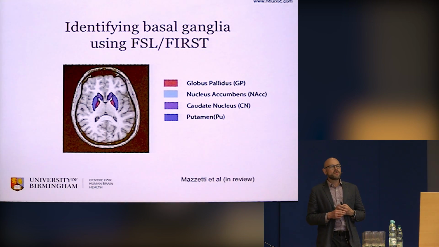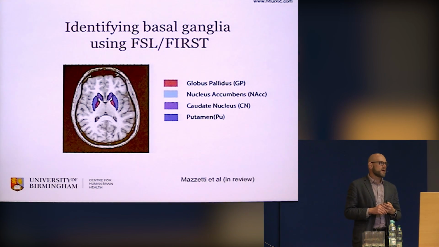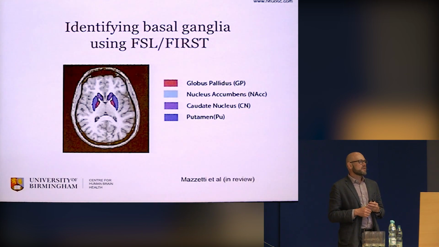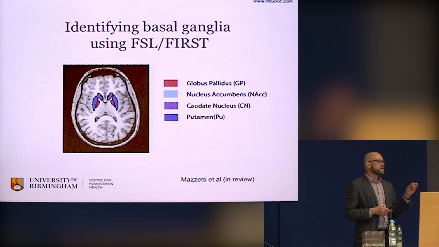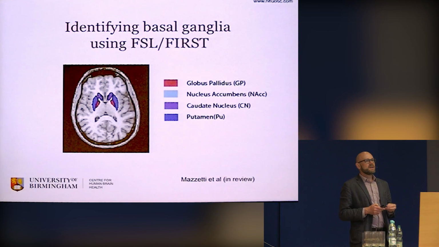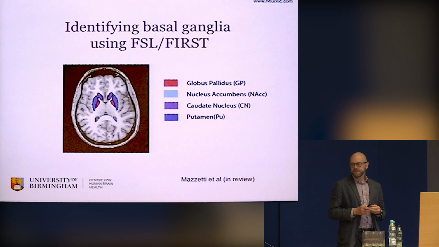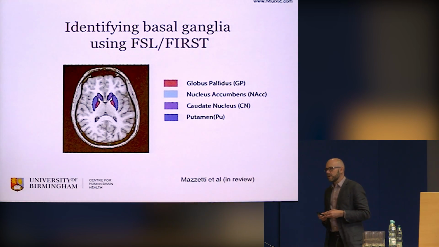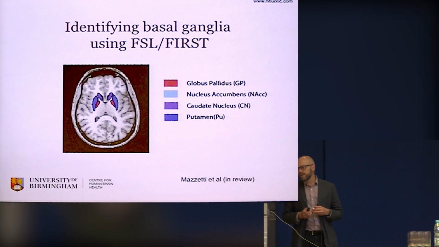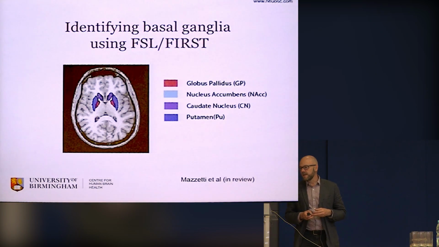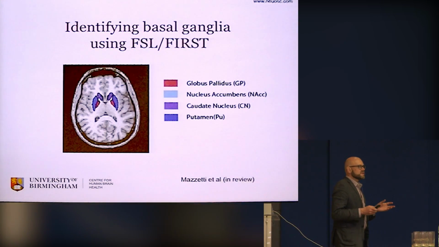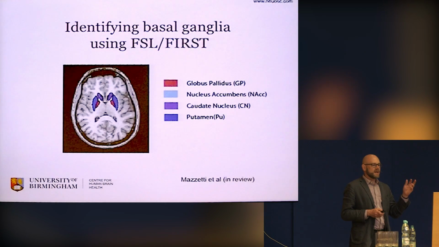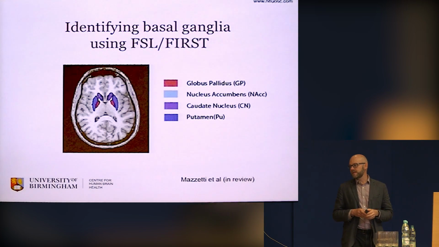To look into those, we have been using functional MRI and an algorithm from FSL called FIRST. What that algorithm does is automatically identify the different basal ganglia. The color codes here indicate the globus pallidus, the hippocampus, the caudate, and the putamen. These regions have all been identified automatically, and we can do that in individual subjects.